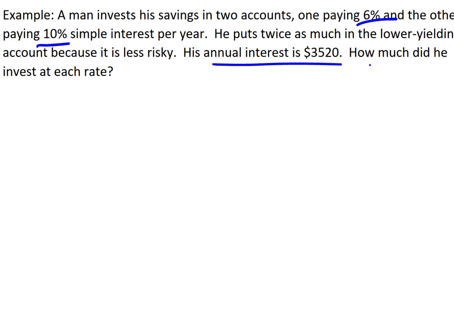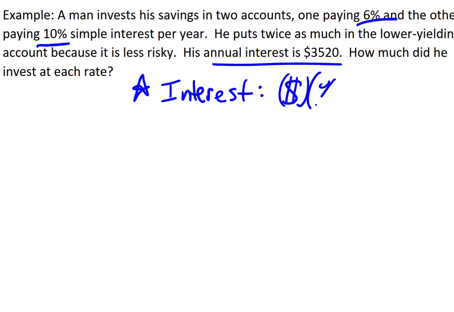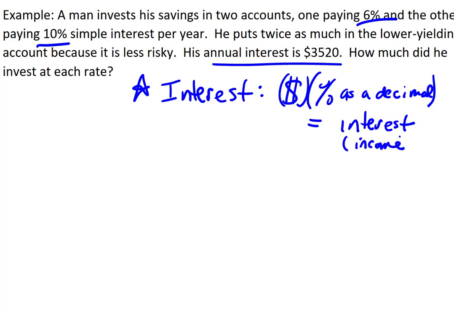Okay, well, this is not a distance rate time problem, as you can probably guess. This is a different type. You could call it interest, you could call it investment. It's all the same type here, but the interest type of problem has a formula, and that is the dollars invested times the percentage rate for the interest, but as a decimal, equals the interest amount, which you could also call the income. The interest income, that is. Okay, so there's our formula.